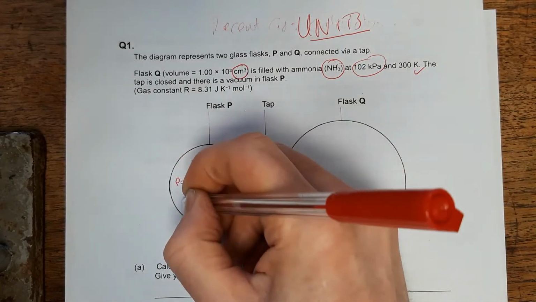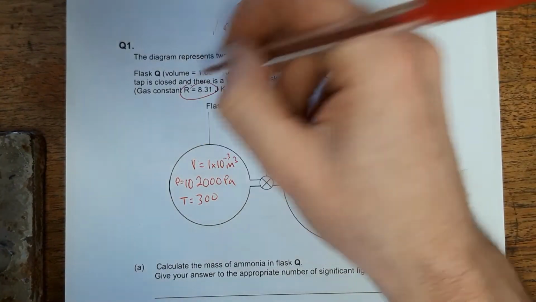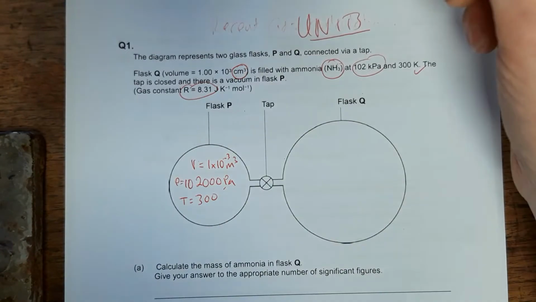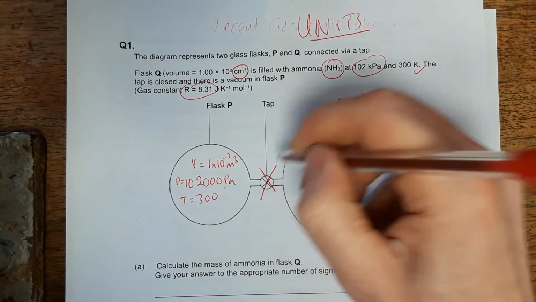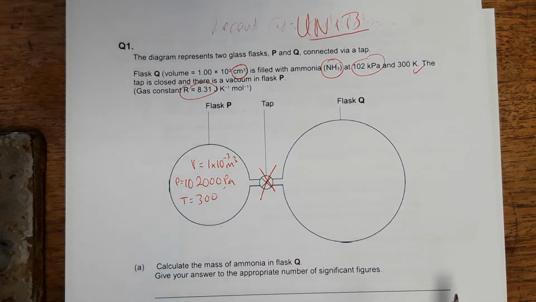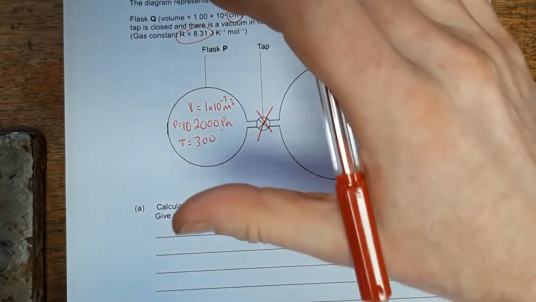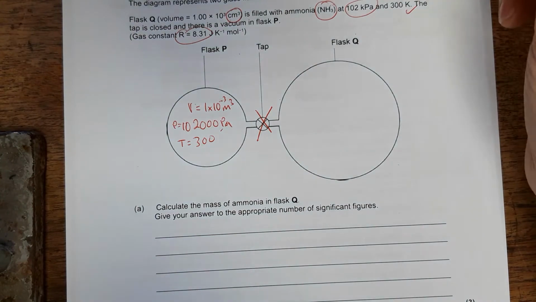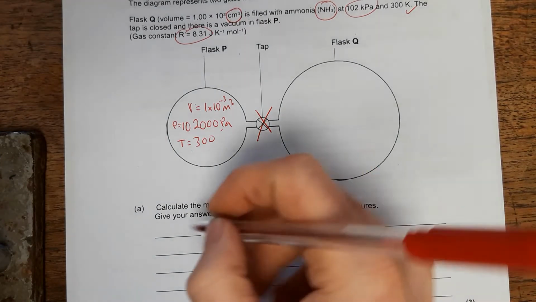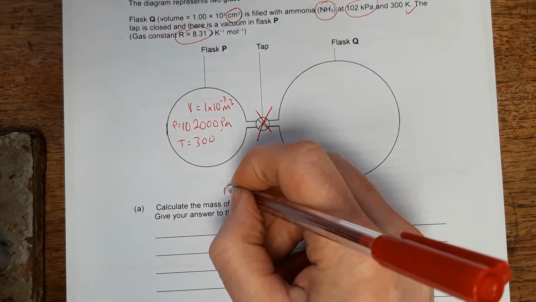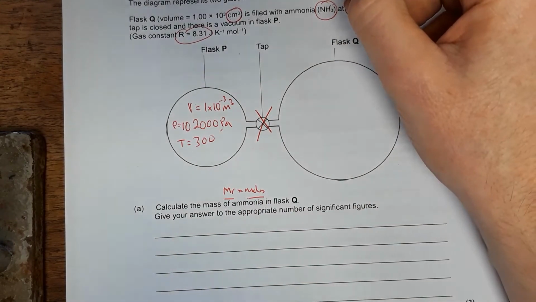300. So I've got a V, a P, and a T there. If you've got a V, a P, and a T, and they give you R, you can work out moles in here. The tap is closed and there is a vacuum in flask P. So at the minute, this is shut, so you've got this volume. Calculate the mass of ammonia in flask Q. Firstly, remember, there's no missing information, so I must have enough information. You've got a P, a V, and a T. Mass is MR times moles, so if I can work out moles, and I've got the MR, we should be able to do this.